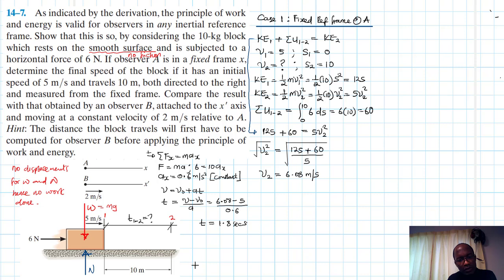So having found this time, let's now find s prime, which is the displacement covered by B. Using this formula, s is equal to s naught plus v naught t plus half a t squared.